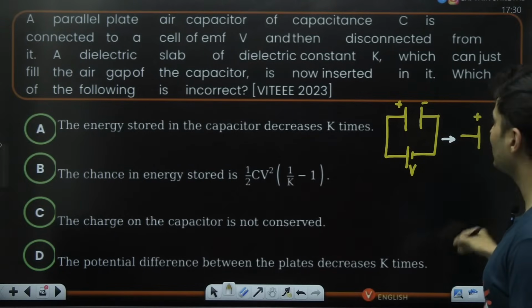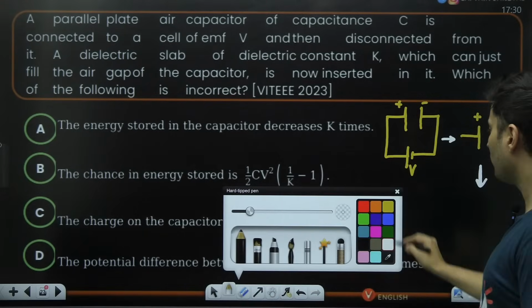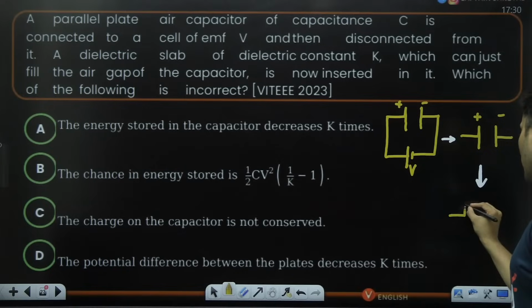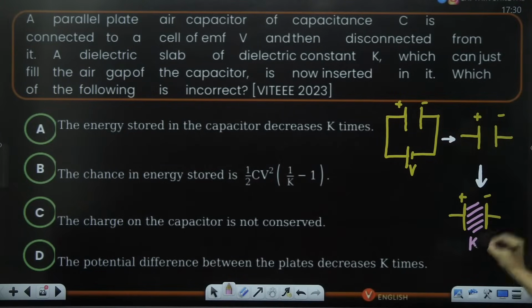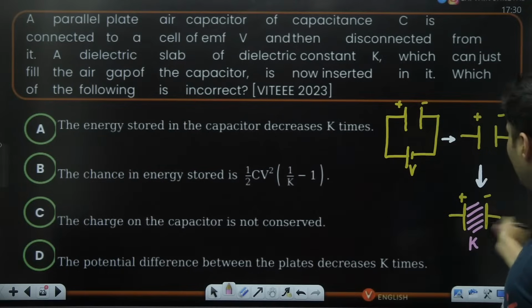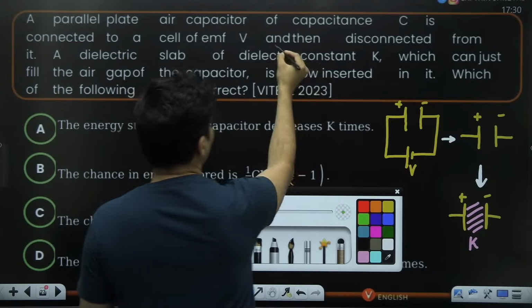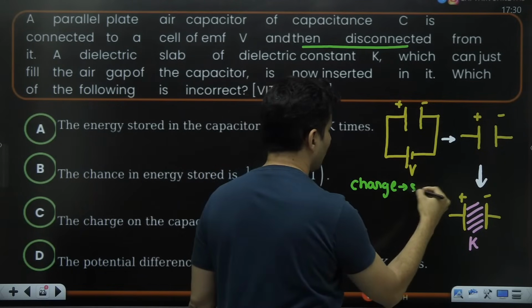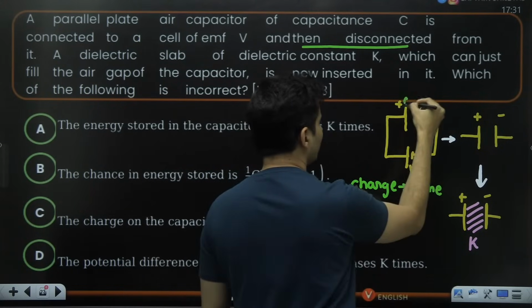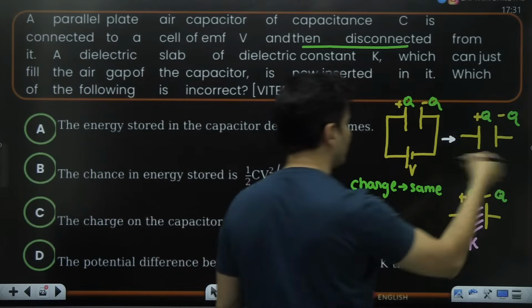Now what you have done, you have placed a dielectric slab inside of that. So this is positive, negative charge. Now you are placing a dielectric slab in between them. So what will happen? When it's clearly mentioned that you are disconnecting it, then the charge will remain the same. The charge is always going to remain the same. So if it was plus Q minus Q, it will be plus Q minus Q. Rest of the things will change.